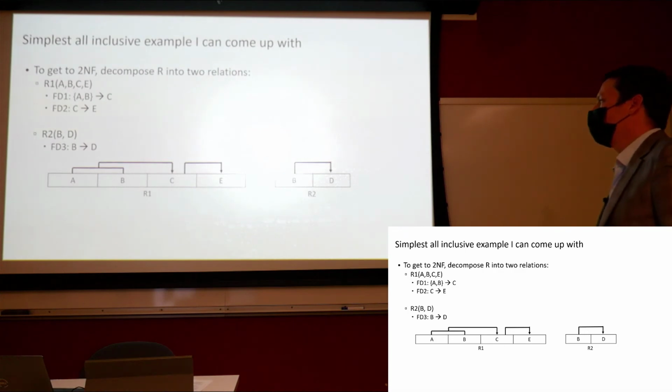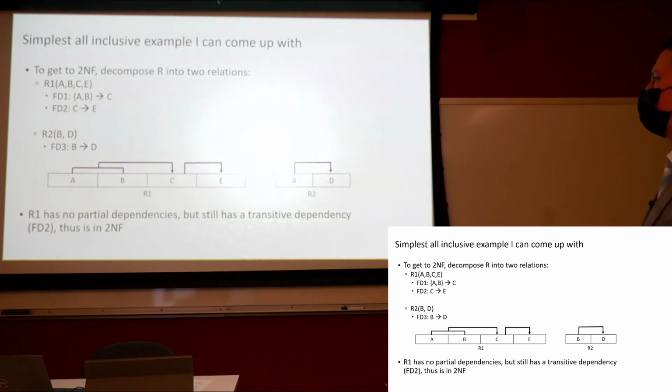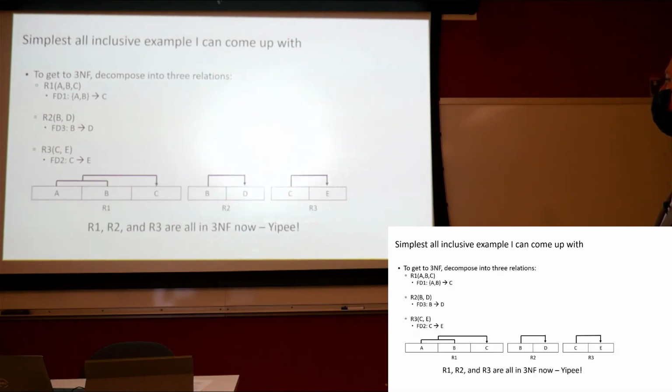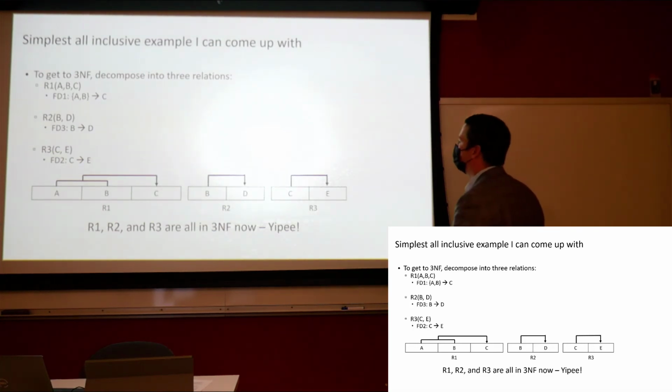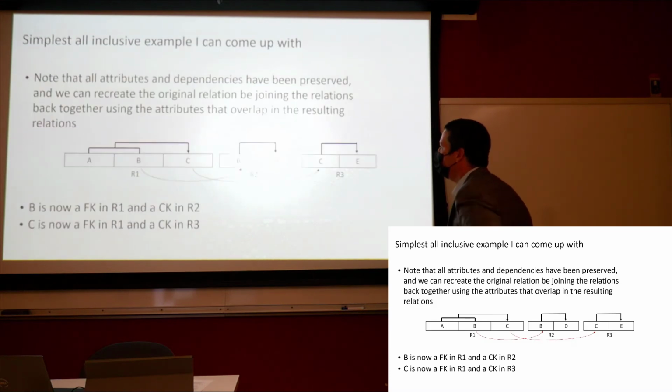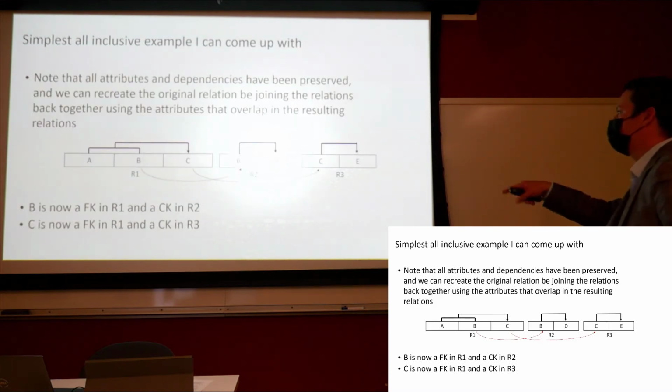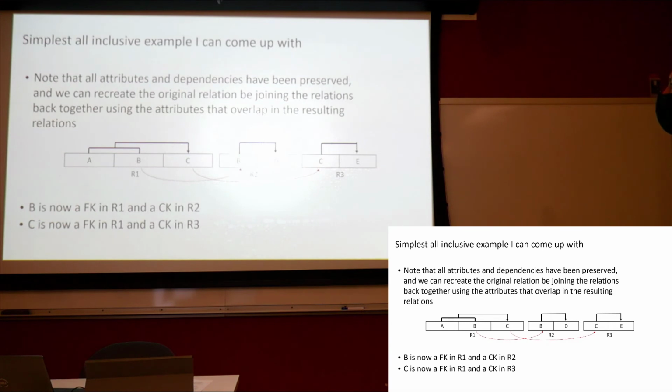So in order to resolve that, we're going to move C determines E out to a new relation, leaving behind C. So now this is a foreign key that refers to this candidate key. This is a foreign key that refers to this candidate key. And now R1, R2, and R3 are all in third normal form. Yippee. It's a good place to be. And here's our description about the foreign keys and the relationships, right?